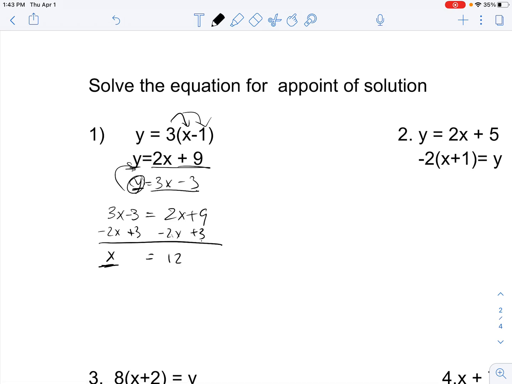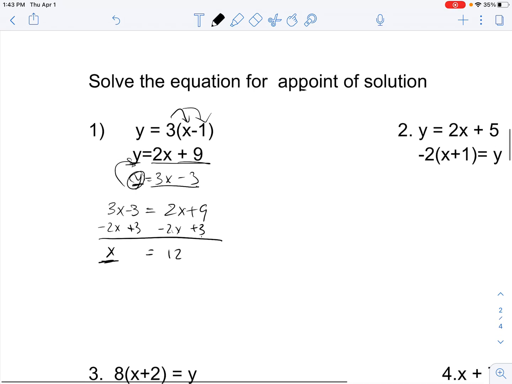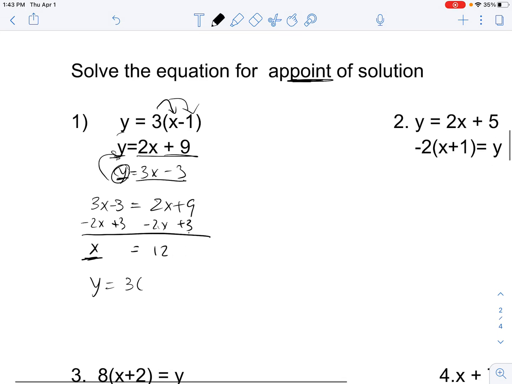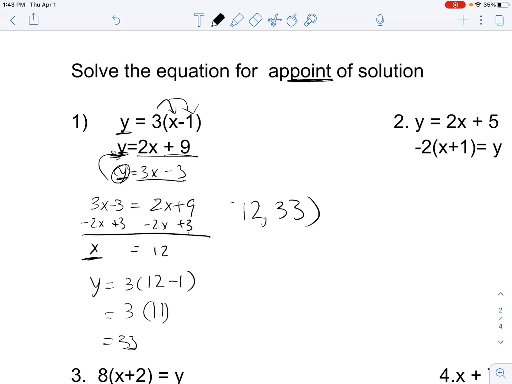Now, before we go on further, this asks for a point of solution. So we actually have to put our x value back into the equation. Since these y's are equal to one another, you can choose any one of the equations. So if you put it back in, you get 12 minus 1, which is 11, times 3, which means y is equal to 33. So our point of solution is (12, 33).